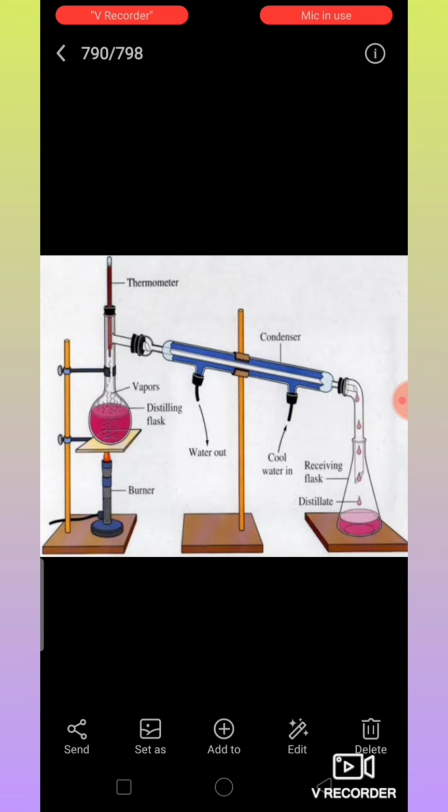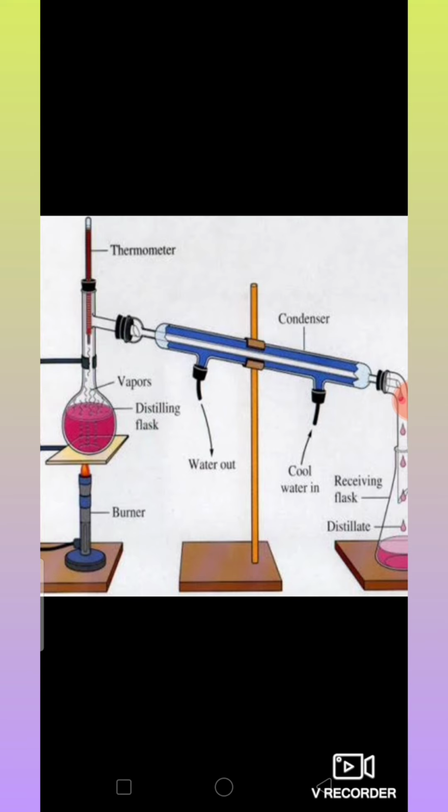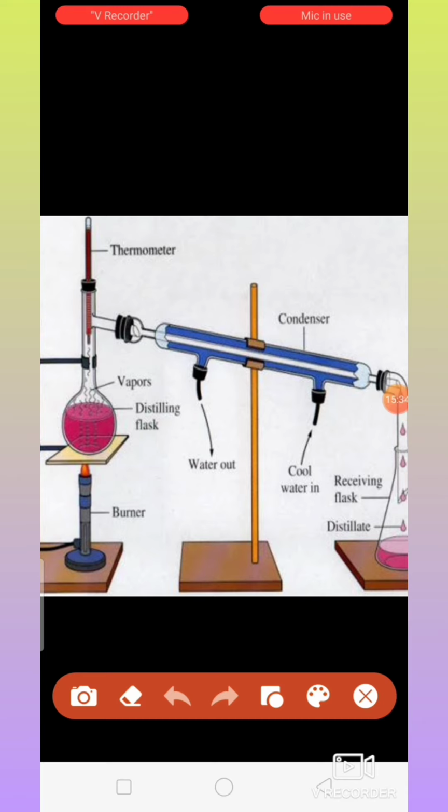A distillation flask is used with a water condenser. So this is the pink colored one. This is the distillation flask. It is used with a water condenser. A thermometer is introduced into the distillation flask. You can see the thermometer at the top. The thermometer is introduced into the distillation flask through a one-hole stopper. The bulb of the thermometer should be slightly below the side tube.